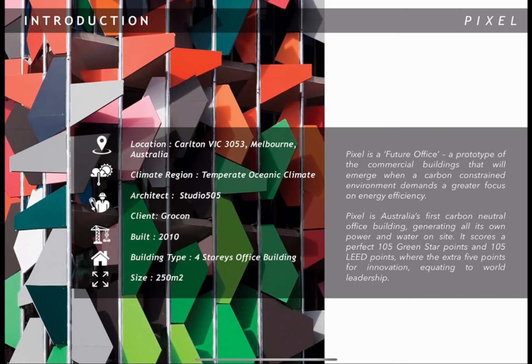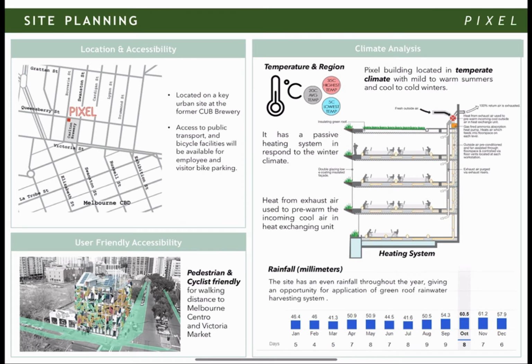It scores a perfect 105 Green Star points and LEED points, where the extra 5 points are for innovation, equating to world leadership. For site planning, Pixel building is located on a key urban site at the Carlton and United Breweries Company. Accessibility-wise, it has a pedestrian and cyclist-friendly lane with a walking distance to Melbourne Central and Victoria Market.